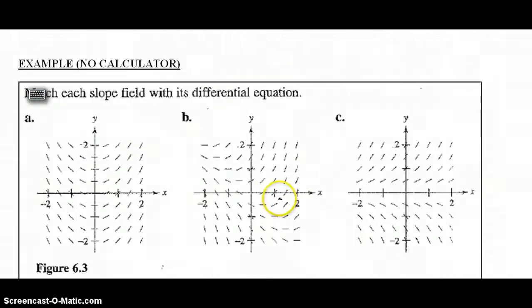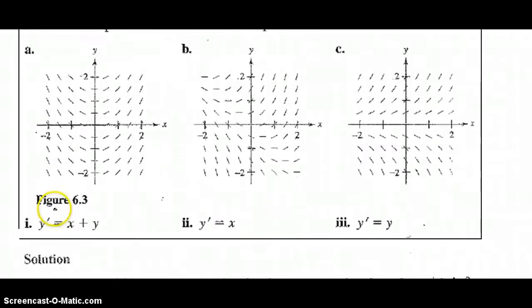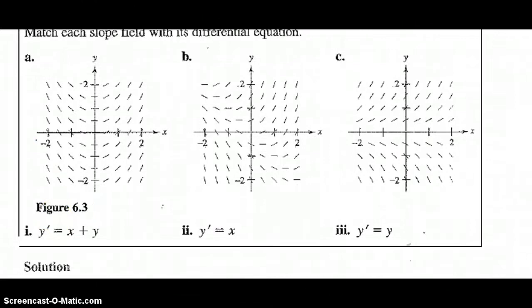Another example would be, given these slope fields, match each slope field with its differential equation. So you're given 3 slope fields, A, B, and C. And if I scroll down here, it gives 3 differential equations. So how are you going to decide which differential equation goes with each slope field? And the answer is, we just pick some points. So when I look at my A graph here, I see that I have slopes of 0 anywhere that x is 0. So this is a point (0, 0). This is a point (0, 1), (0, 2), (0, 3).